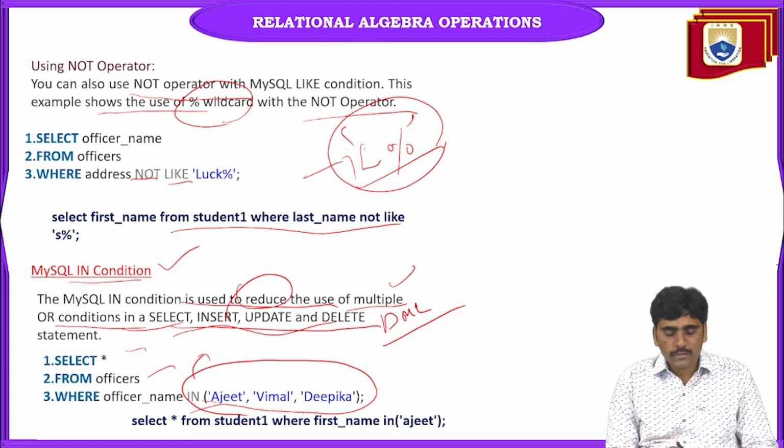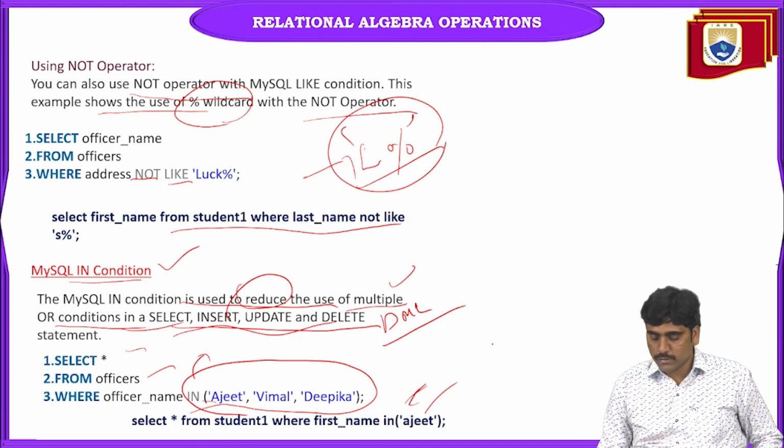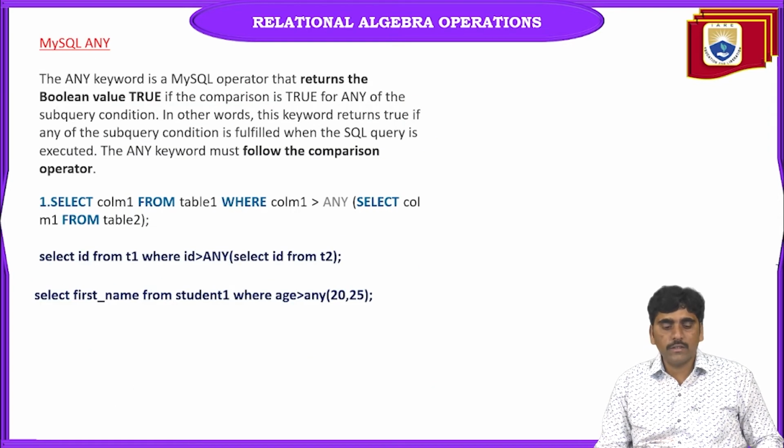For example, select star from student where first name in Ajit. Whoever has the first name Ajit is going to be displayed. Right. And the next one is what?